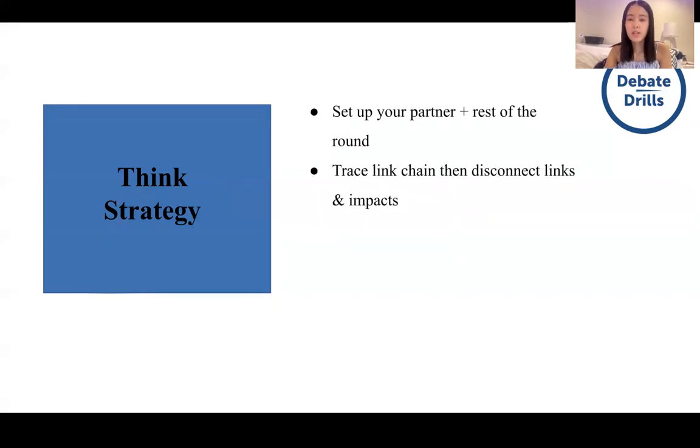Next, you want to trace their link chain and disconnect any links and impacts. So with every argument, they're going to have their warrants, their claims, their links, but somewhere you're going to want to find the best place for you to point out their flaw. Maybe it's a piece of evidence that's super weak and you just want to drill them on that. That's going to help to highlight their weaknesses and really show the judge that the probability of their impact happening is super low. Again, you want to call out bad evidence and preface it by emphasizing your preferable evidence.